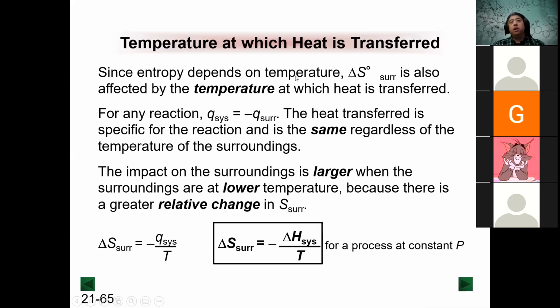All right. Now, next one is relation between delta S surrounding and heat. Remember that it is the opposite sign. So if something is exothermic, then your delta S surrounding is positive because it is receiving that heat. If I'm releasing the heat, that heat has to go somewhere. So the surrounding is receiving that heat. It is becoming a greater entropy. In other words, more disorder.